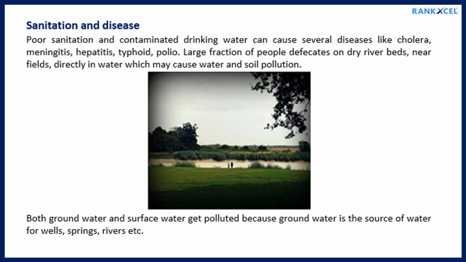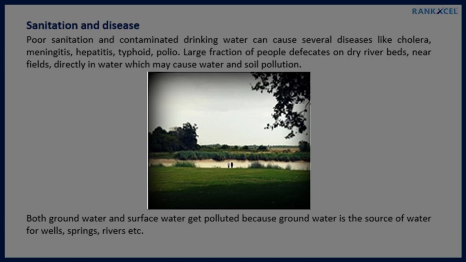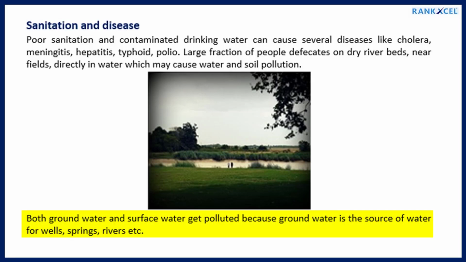Sanitation and disease. Poor sanitation and contaminated drinking water can cause several diseases like cholera, meningitis, hepatitis, typhoid, polio. A large fraction of people defecate on dry riverbeds, near fields, directly in water, which may cause water and soil pollution. Both groundwater and surface water get polluted, because groundwater is the source of water for wells, springs, rivers, etc.